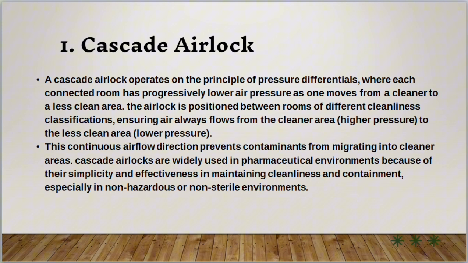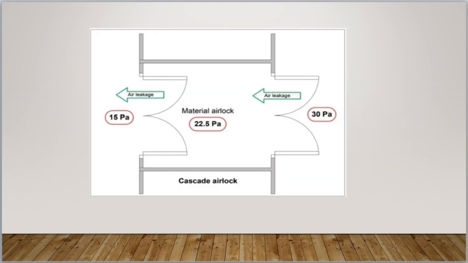migrating into cleaner areas. Cascade airlocks are widely used in the pharmaceutical environment because of their simplicity and effectiveness in maintaining cleanliness and containment, especially in non-hazardous or non-sterile environments. Here is the map of the cascade airlock.